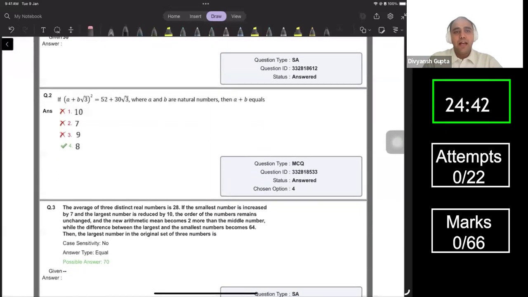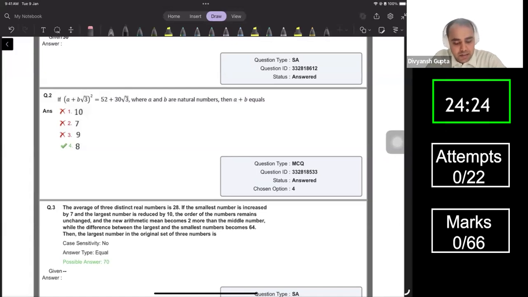Second question, a beautiful one-liner. Not much to do. LHS is a square expansion. RHS is the value given for it. A and B are natural numbers. Obviously, when you are given the constraints, it makes the question that much easier. I think I'm going to attempt this right here, right now.